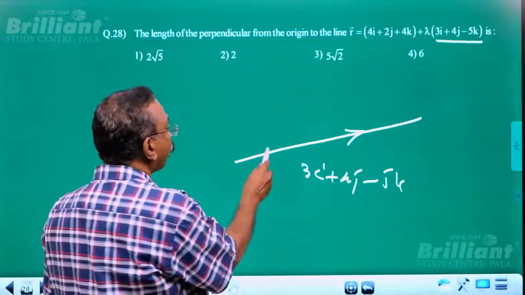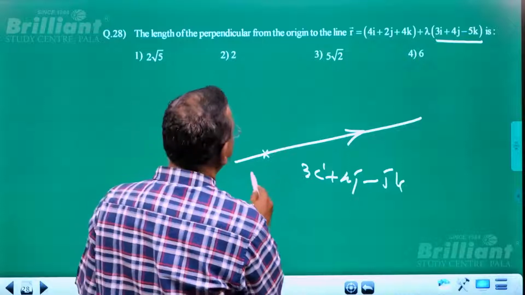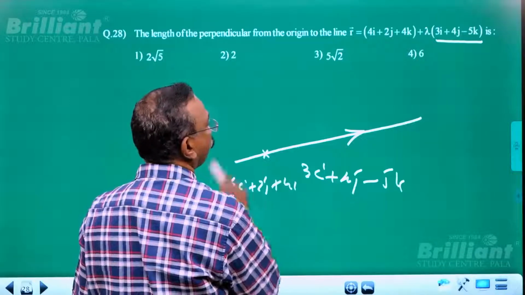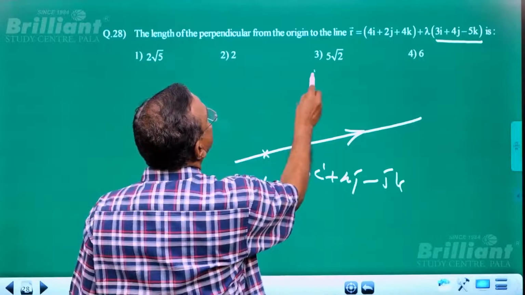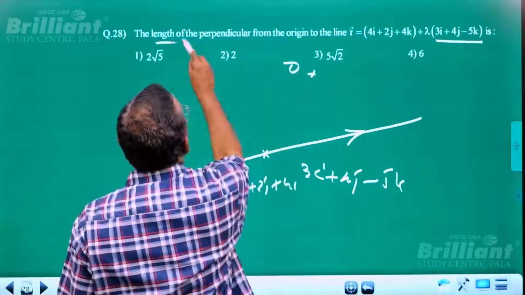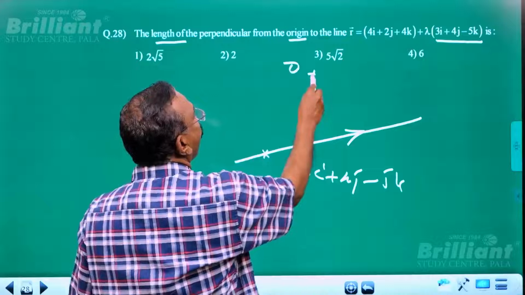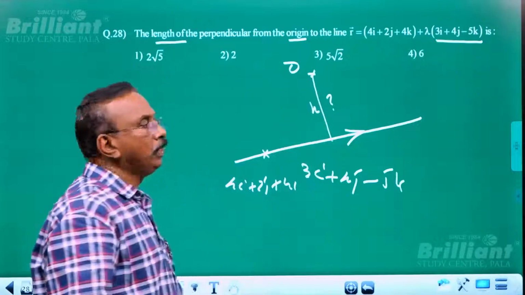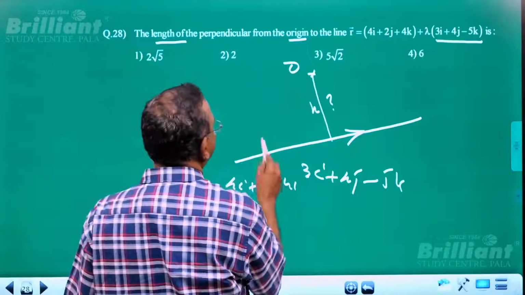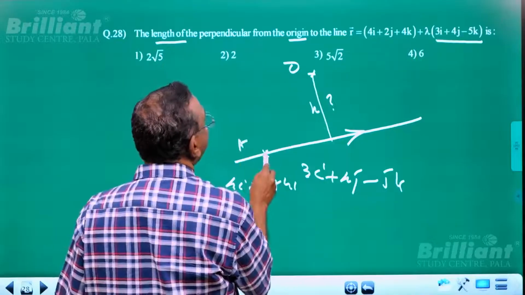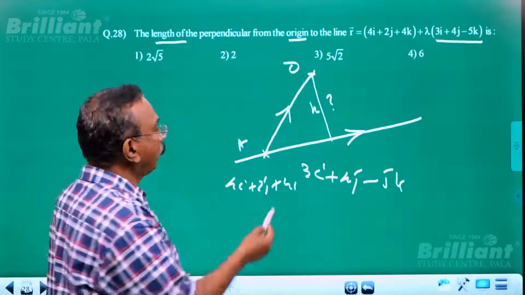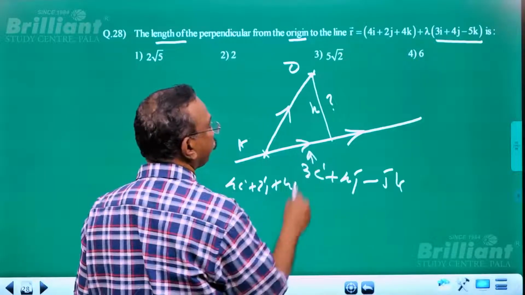And I mark one of the points on the line is exactly 4i plus 2j plus 4k. This is one of the points. And the origin is here, because you want to find the distance from the origin. And you want to find this distance. This is our distance. So I mark this point as origin and this point as A. If you draw this vector, I mark it AO.